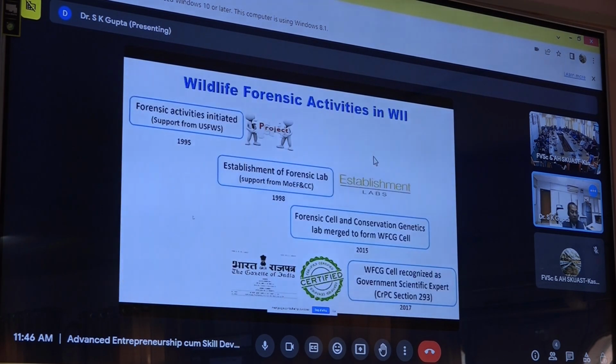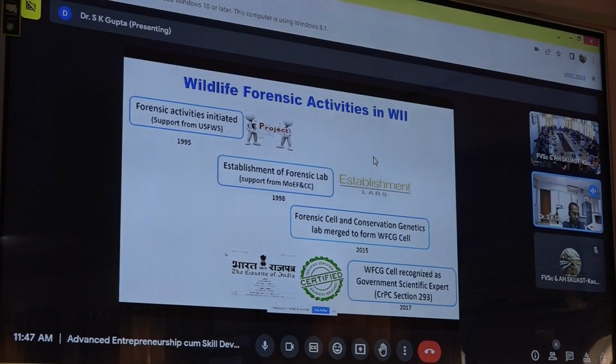And in our institute, we established a forensic laboratory in 1998 with the support of the university, which was started in project mode in 1995. In 2017, with the gazette notification, we have been exempted. So now our report is taken as forensic evidence in the court.